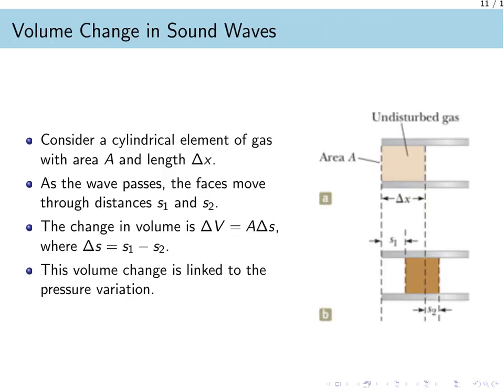To understand the link between volume and pressure, consider a cylindrical element of gas with a cross-sectional area A and a length delta x. As a sound wave passes through, the two faces of this cylinder move by different distances, labeled s1 and s2. This difference causes the volume of the element to change. The change in volume is equal to the area multiplied by the difference in displacement between the two faces. This volumetric change is what ultimately generates the pressure variations we identify as sound.